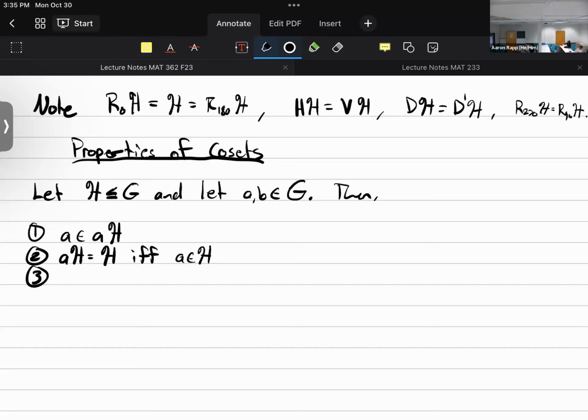Third, we get some associativity with cosets. Quick question: does that mean A is an identity? Nope, it doesn't have to be an identity.